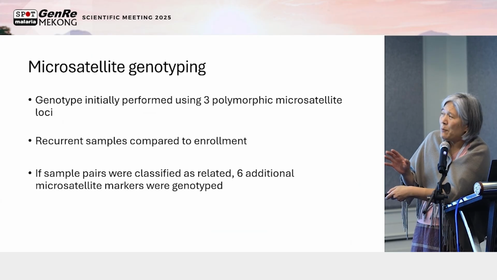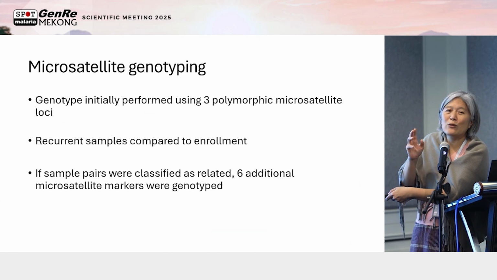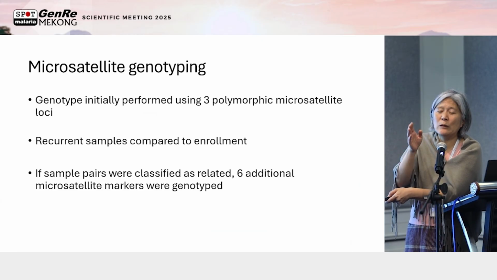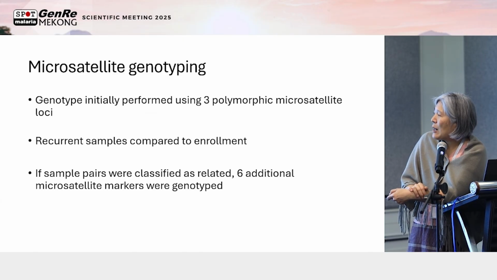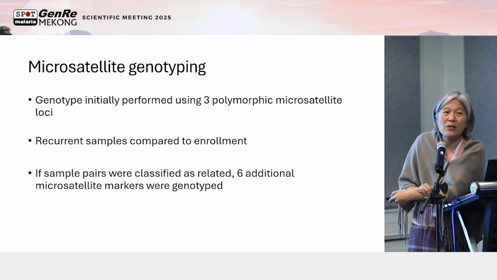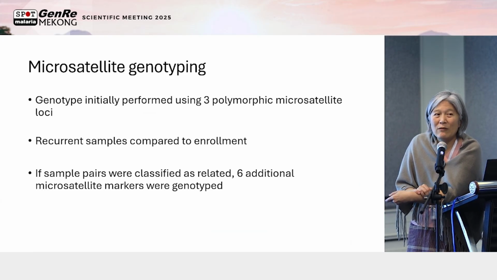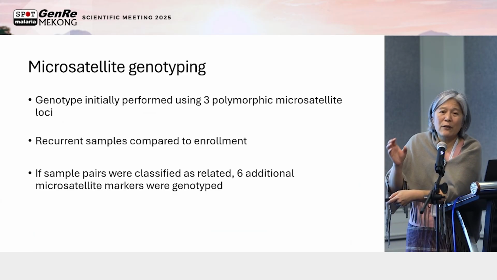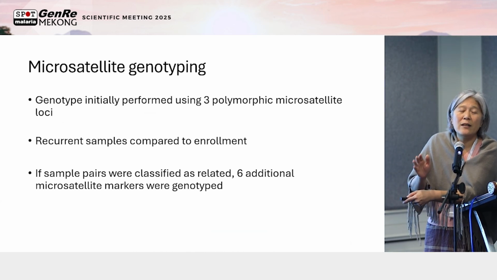When they did the genotyping, they did microsatellite genotyping. They initially did three microsatellites, just 3 locations. Then they compared the paired samples, the recurrence to the enrollment. If the sample pairs were related, they did 6 more markers, so a total of 9. Does that make sense to everybody? Okay. So if they were not related, it's clear they are not related. But if they were related by 3 microsatellite markers, they did an extra 6 just to make sure they are really related.